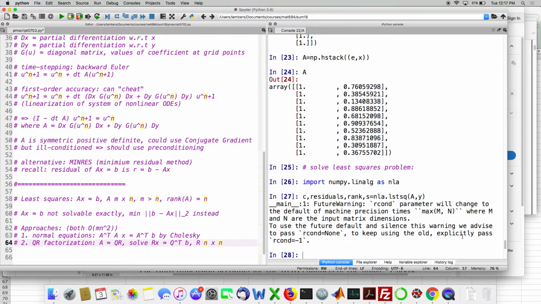Okay, so I solve the least squares problem. It's giving me this warning, which is not something for us to worry about. It tells you how you can suppress the warning in the future, but right now, honestly, I don't care.